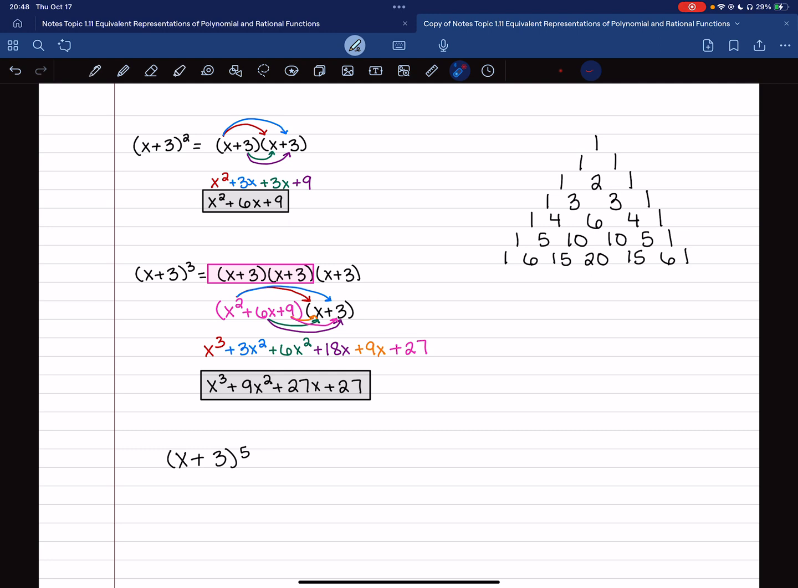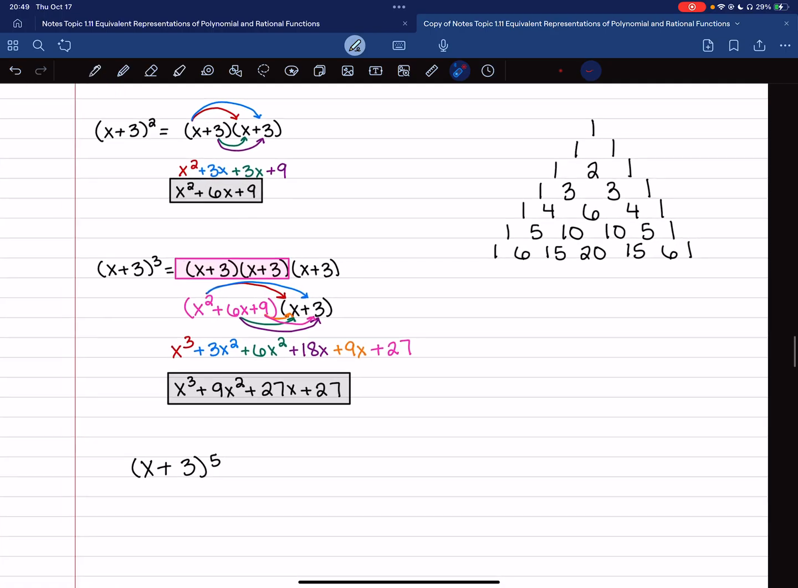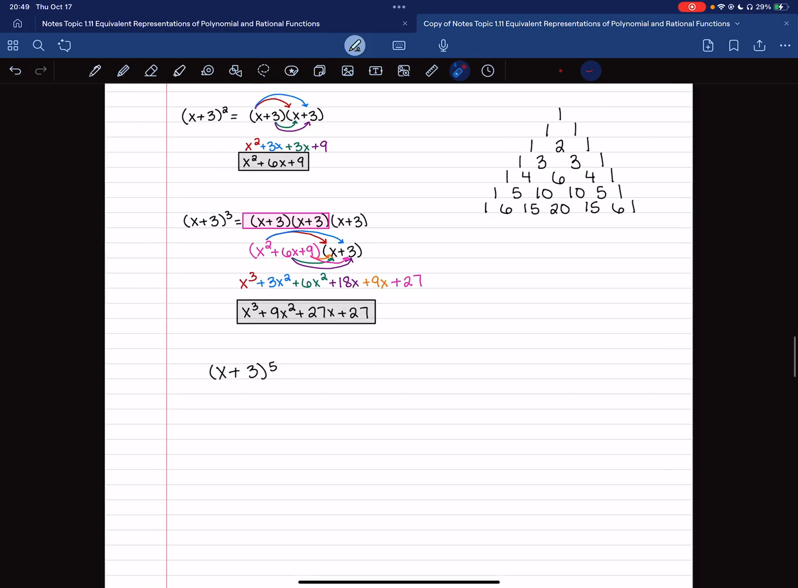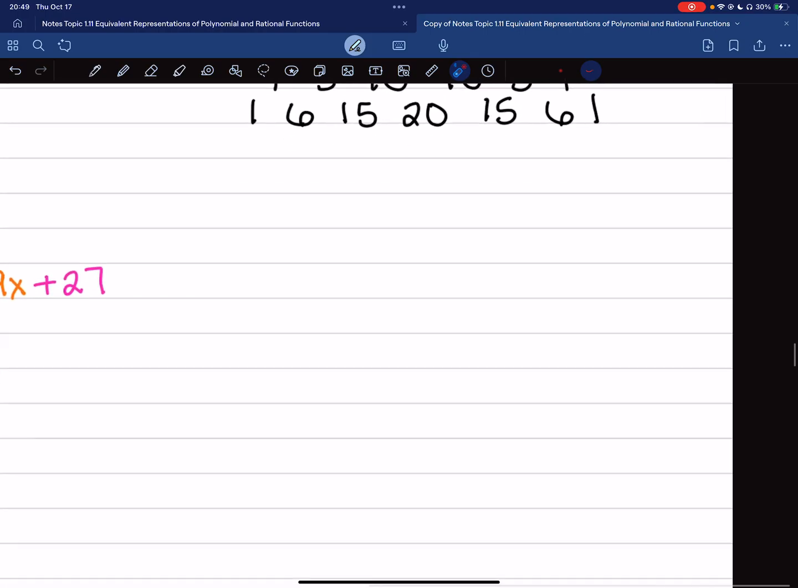Okay, now before I go back to the notes, I do want to show you what it looks like for x plus 3 squared and x plus 3 cubed, and even go through and show you what x plus 3 to the 5th power looks like. Okay, so we already know what x plus 3 squared and x plus 3 cubed answer is. Now I want to show you using Pascal's triangle.